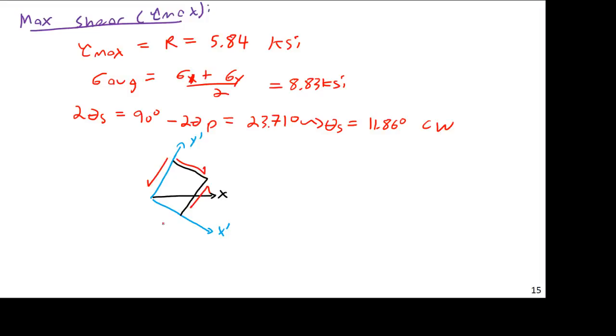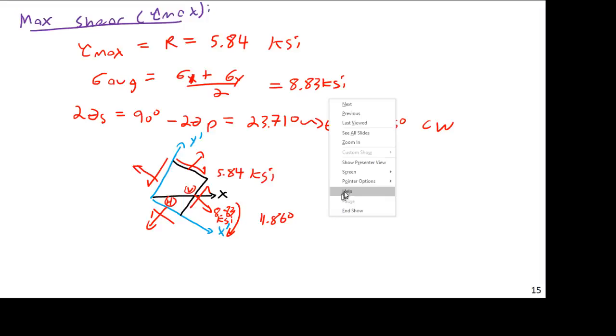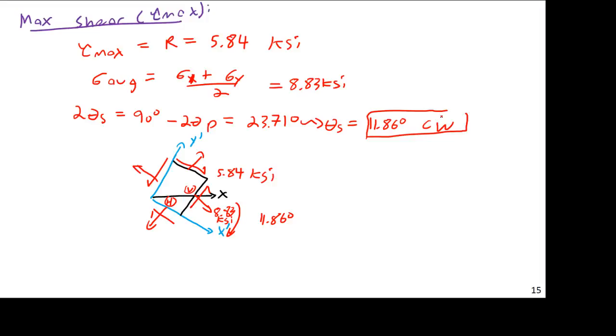here, and here. This is my V and my H coordinates on the Mohr circle. And then I have my stresses all the same. My normal stresses are all the same for the max shear condition. This is going to be at an angle of 11.86 degrees, and this is 8.83 KSI, and this is 5.84 KSI. And then finally, so we have our theta S, we have our theta P, and we have everything. I could draw the Mohr circle, but it's fairly straightforward from there.